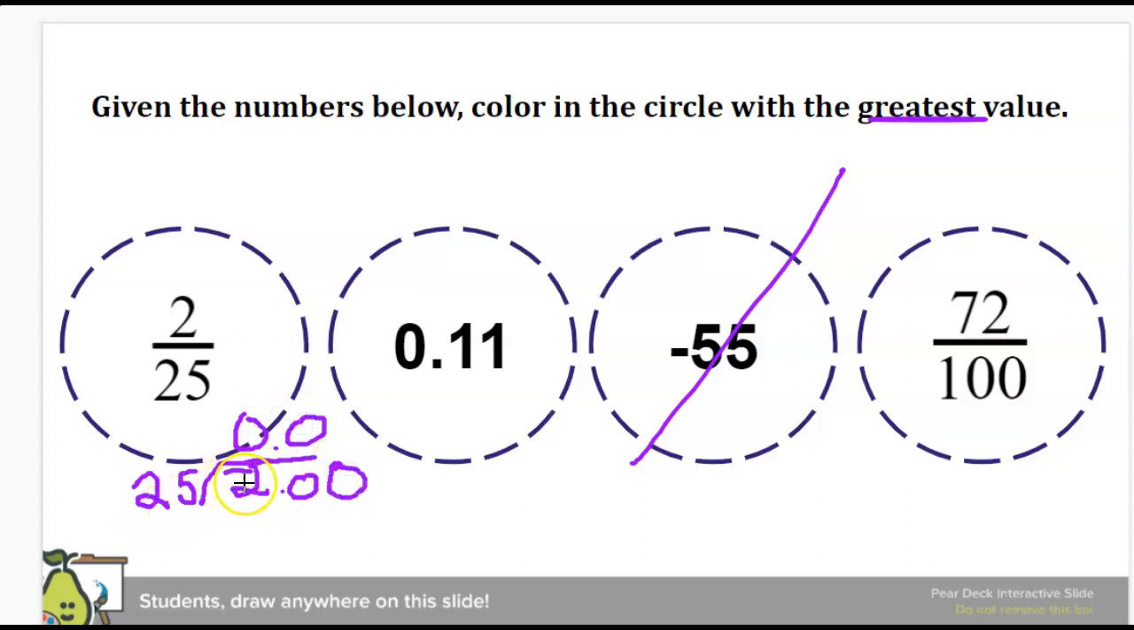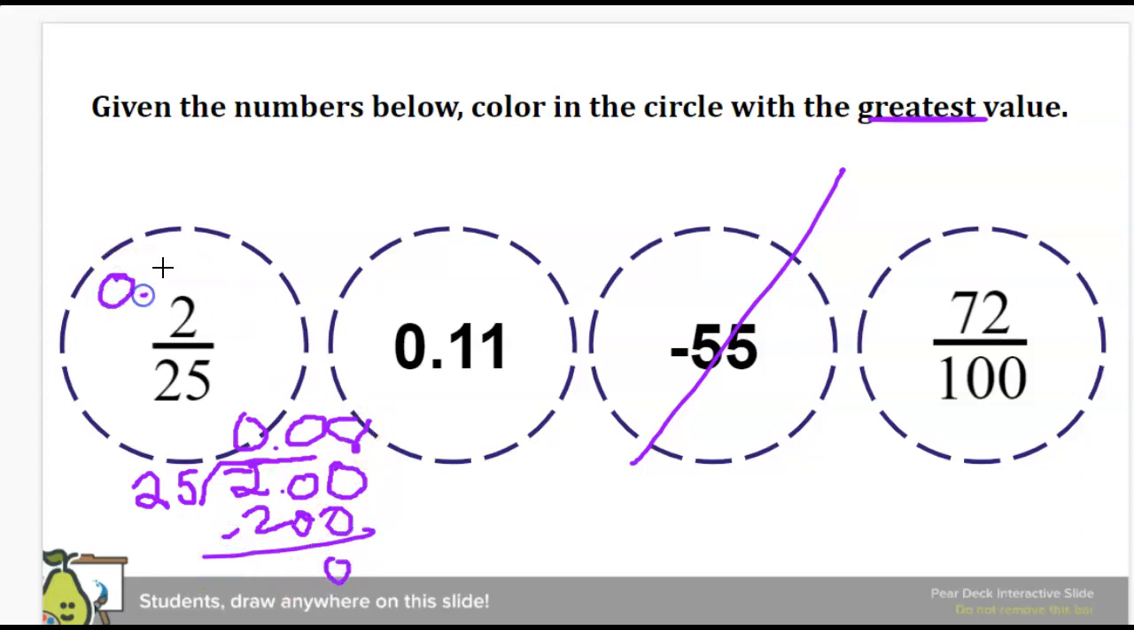So if you notice, 25 can't go into 2 and it can't go into 20. But if I'm talking about 25, I'm talking about coins. I'm talking about a quarter. So I'm trying to get to 200. So 25, 50, 75, 100, 125, 150, 175, 200. Well, that took me 8 times because 8 times 25 does get me 200. And then I'm done. That's my decimal.